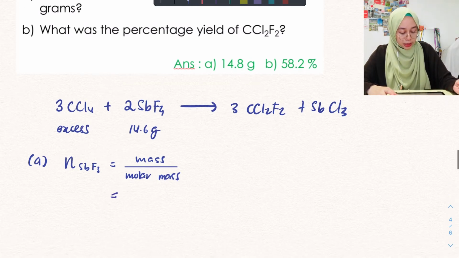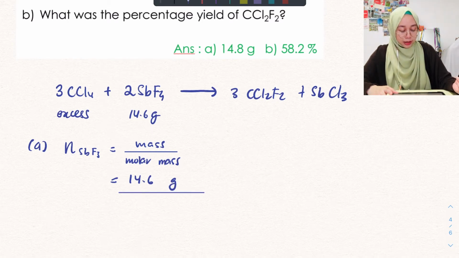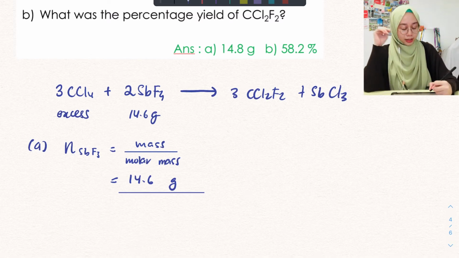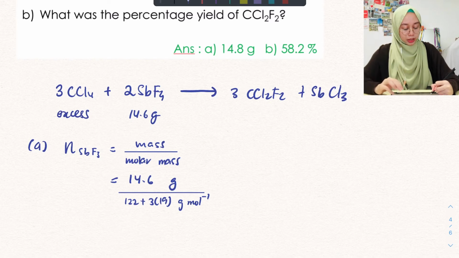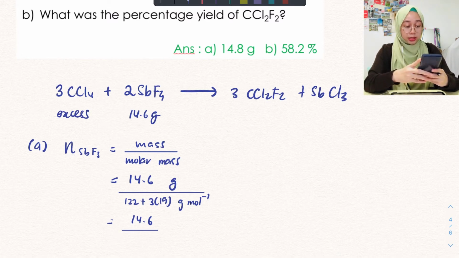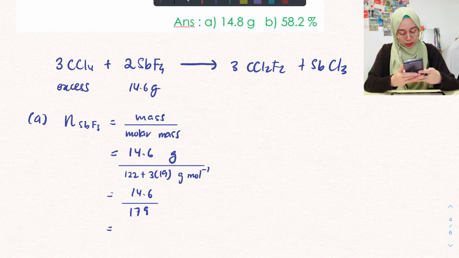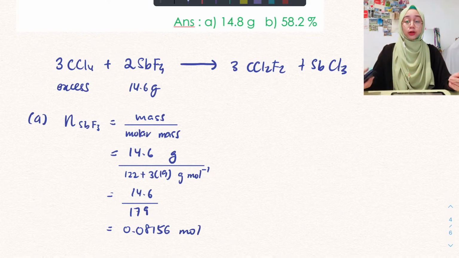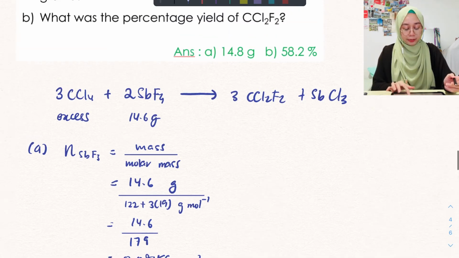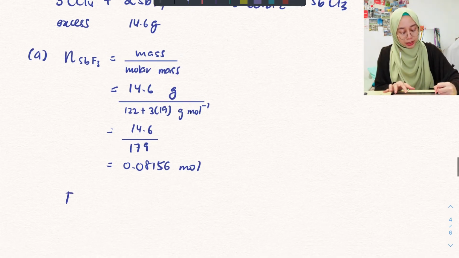The mass we have is 14.6 gram, and the molar mass is 122 plus 3 times 19 gram per mole. So 14.6 divided by 179, and what you will get is 0.08156 mol. This is only the moles of SbF3, our reactant. But the question asks for the theoretical yield of CCl2F2, so you have to do the stoichiometry relationship between SbF3 and CCl2F2.